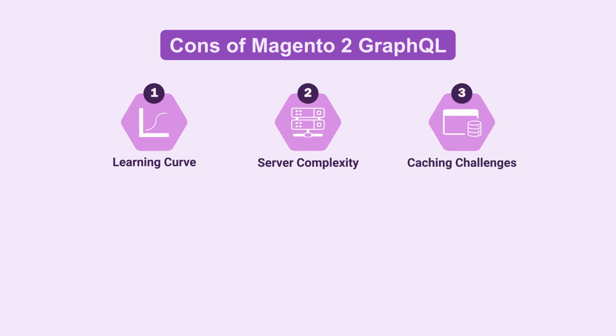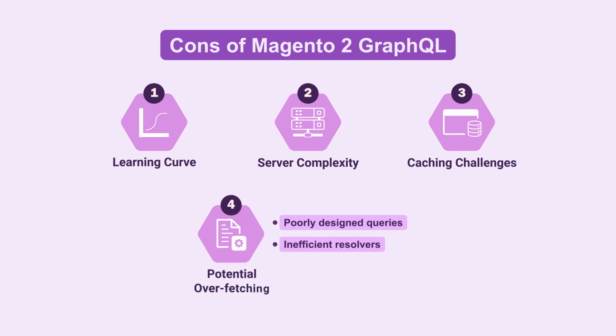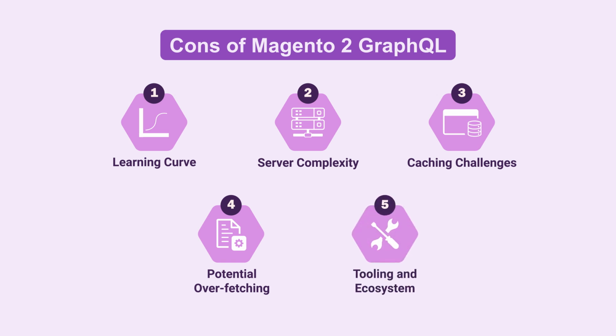Caching GraphQL responses can be challenging, especially with complex queries or real-time data. Poorly designed queries or inefficient resolvers can still lead to data overfetching, necessitating careful optimization. While GraphQL's ecosystem is growing, the ecosystem may have limitations compared to RESTful APIs.